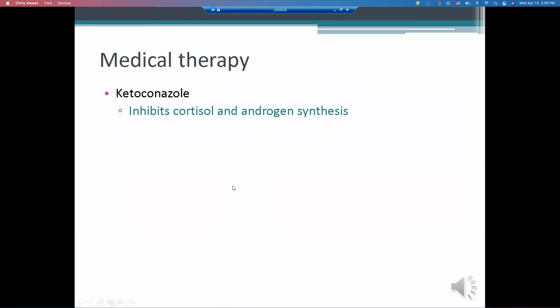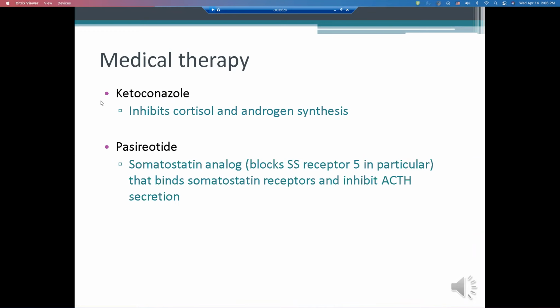Now, medical therapy for Cushing disease includes ketoconazole, which is an antifungal agent, but it also inhibits or blocks the production of cortisol in the adrenal gland. I have many patients on ketoconazole now because they're not cured of Cushing disease. And we have pasireotide, which is a somatostatin analog, and it blocks somatostatin receptor 5 in particular. So that's another medication that is given once a month. Or mifepristone, which is a cortisol receptor blocker.